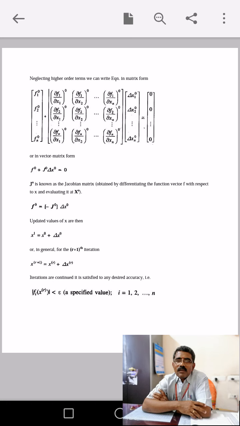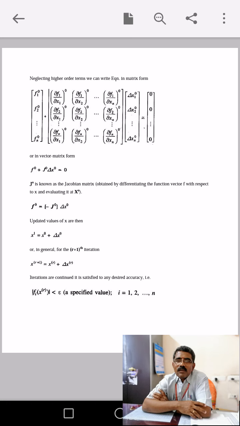Okay, so likewise, I'm just rearranging the terms. f0 is minus J0 delta x0. Okay, and updating, x1 is x0 plus delta x0. In general, for the rth iteration, x^(r+1) is x^r plus delta x^r, is it not, from the general terms. So iterations are to be continued till a satisfactory value with particular accuracy is obtained.